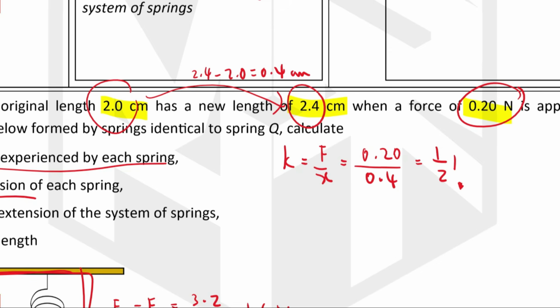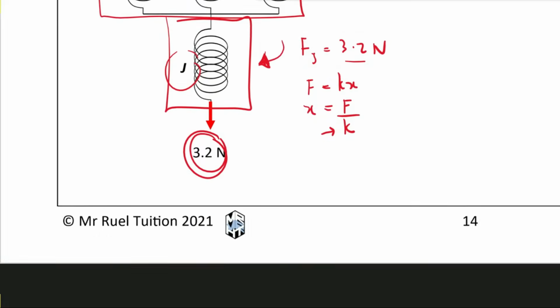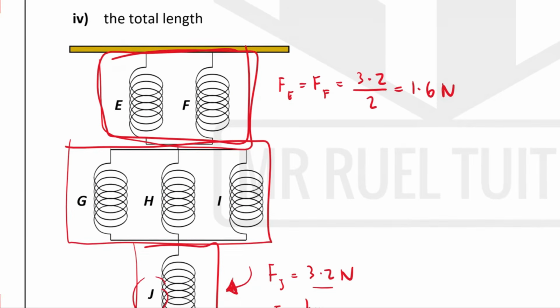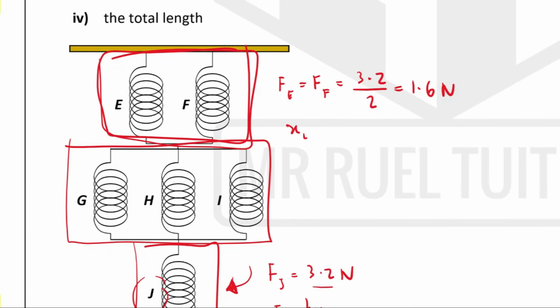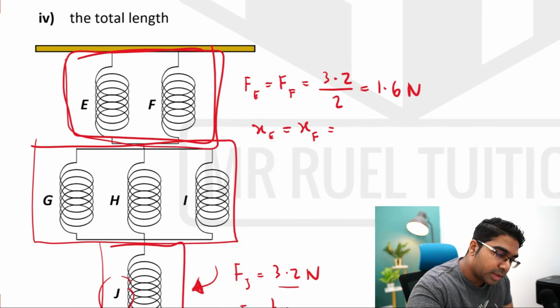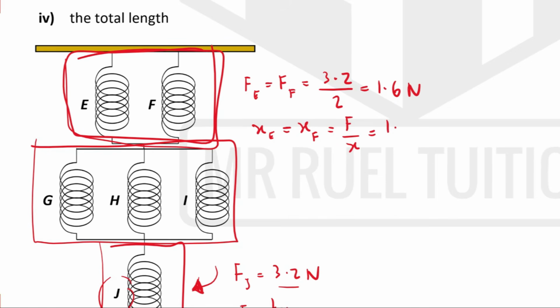Now, we're going to maintain this as newtons per centimeter because our extensions here, we're going to calculate in centimeters. And so, the extension of J will be 3.2 newtons over 1 over 2 newtons per centimeter. And the answer is 6.4 centimeters. This is the extension of J. What about the extension of E and F? So the extension of E will be equal to the extension of F, the identical springs. You can use half the extension or you can just calculate again F over K, which is 1.6 newtons over 1 over 2, which is 3.2 centimeters.